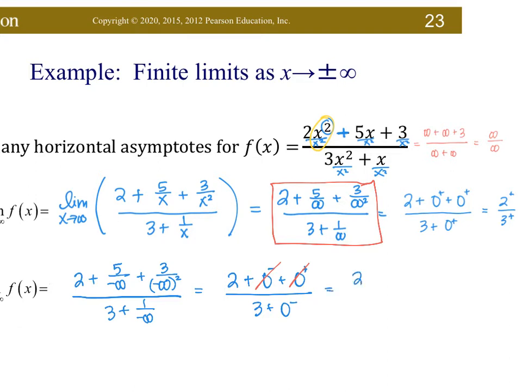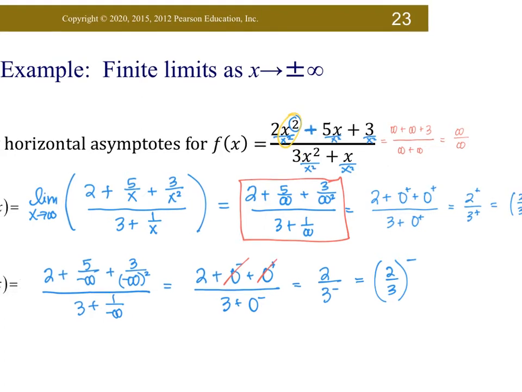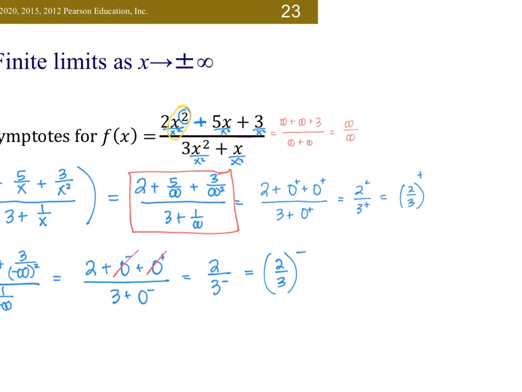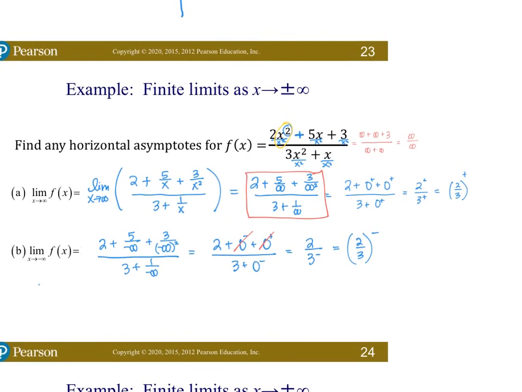And I'm left with 2 over 3 minus. Now overall, I've got the number 2/3, which was my value for both of them. And so this equation would have a horizontal asymptote along the line at y equals 2/3.